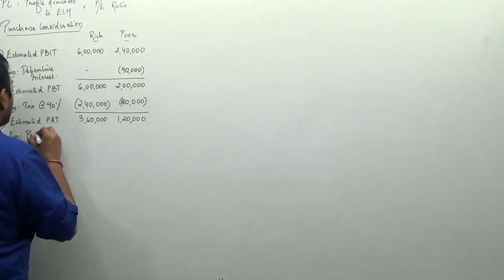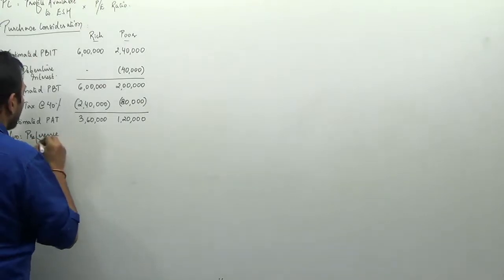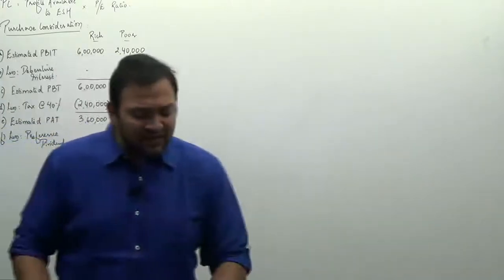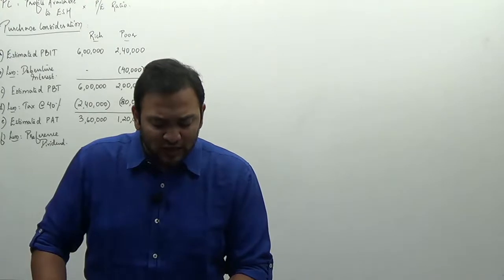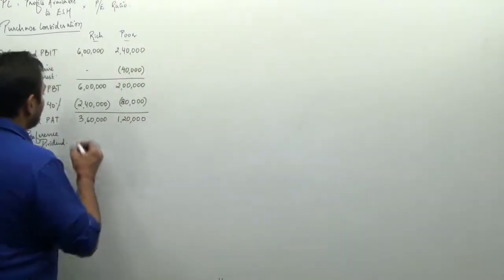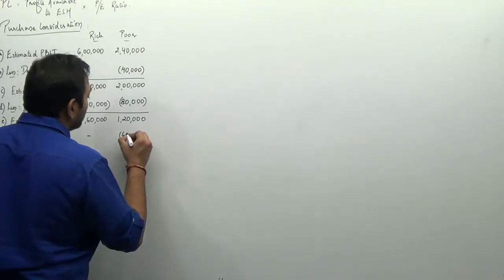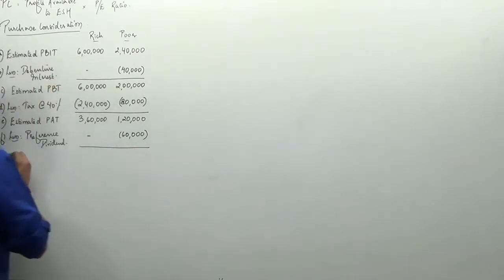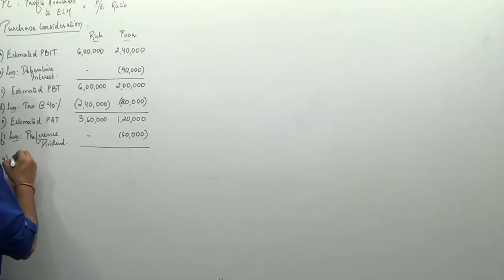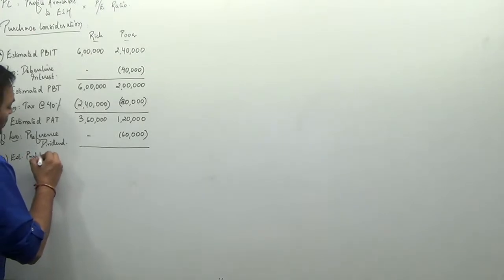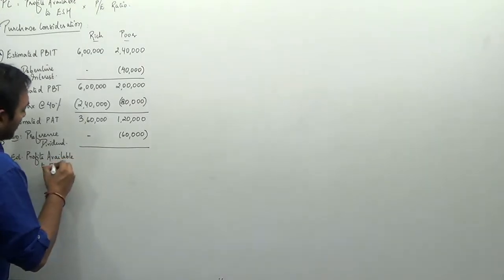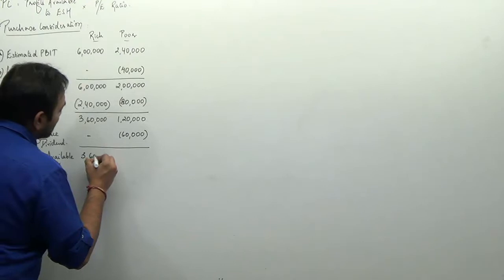Less preference dividend. Check the preference dividend there. There are 6% preference shares only in Poor to a face value of 10 lakhs. ₹60,000. So this is estimated profits available to equity shareholders. What is the estimated profits available to equity shareholders then? 3,60,000 and 60,000.